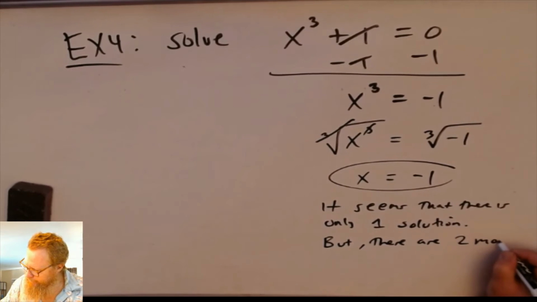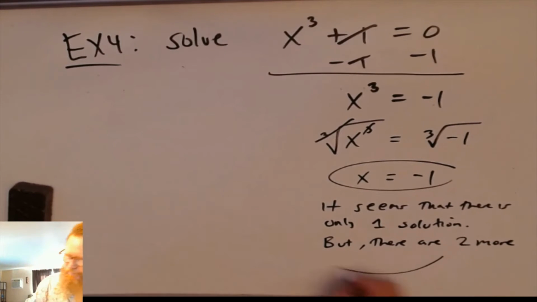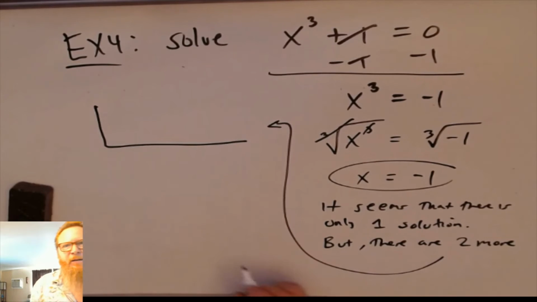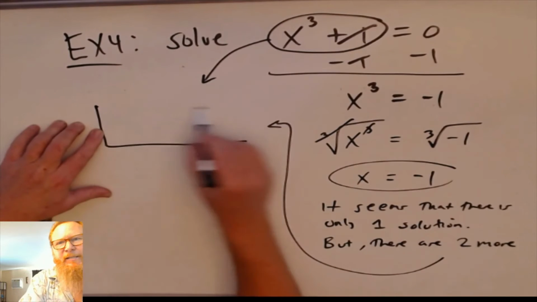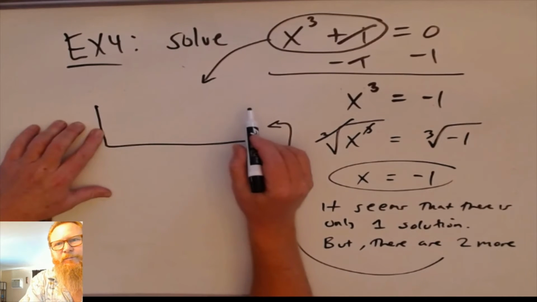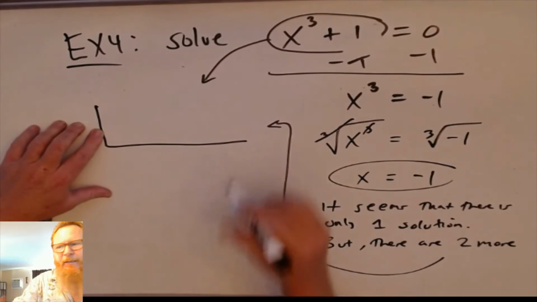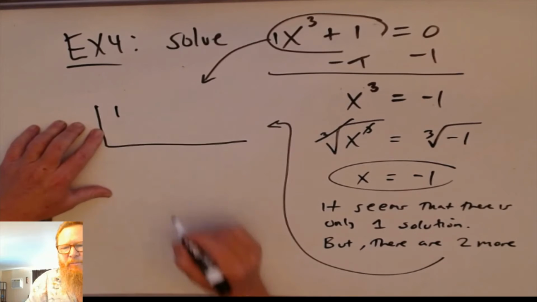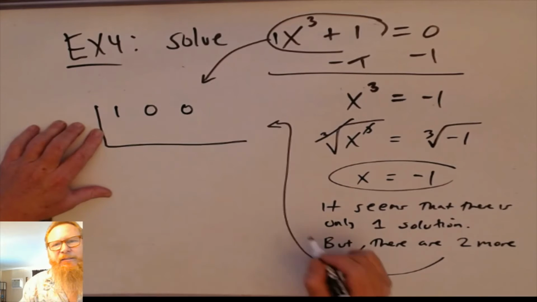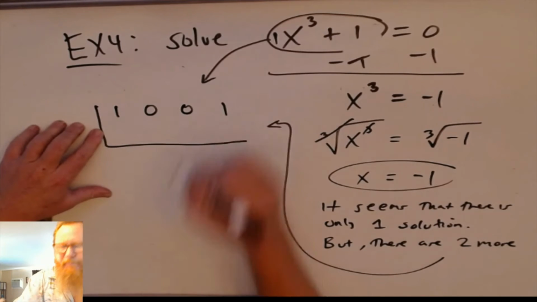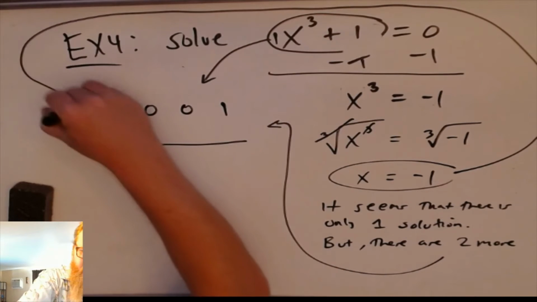You've got to use synthetic division. So you're going to take your original polynomial and put it inside the synthetic division. I'm talking about the original, x cubed plus 1, before I started messing with it. So that's 1 x cubed, 0 x squared, 0 x's, and then a 1. And I know that negative 1 is a solution.